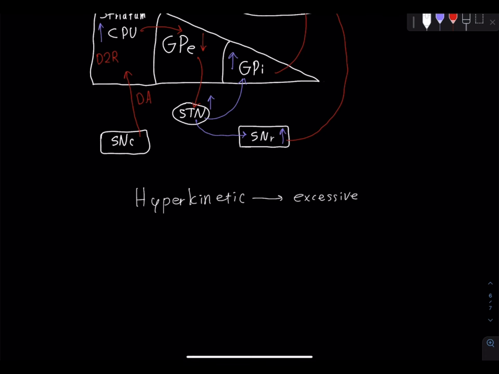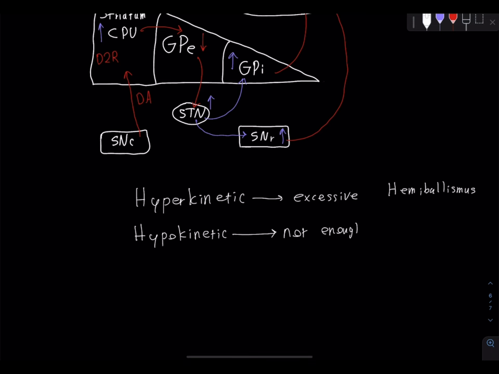Or we could have a hypokinetic dyskinesia, where we have not enough movement. The patient cannot initiate movements. And so this is not enough movement, you could say. And an example of this can be Parkinson's disease.